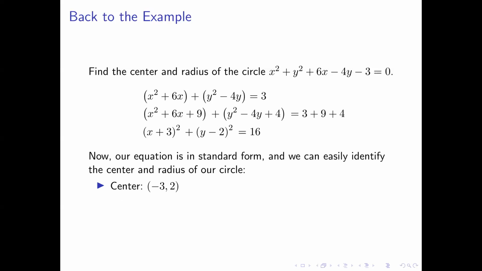The radius is 4. Remember, in the standard circular form, r squared, the radius squared, appears by itself on one side of the equation. We take its positive square root in order to get the radius of the circle. So that's the radius of our circle.